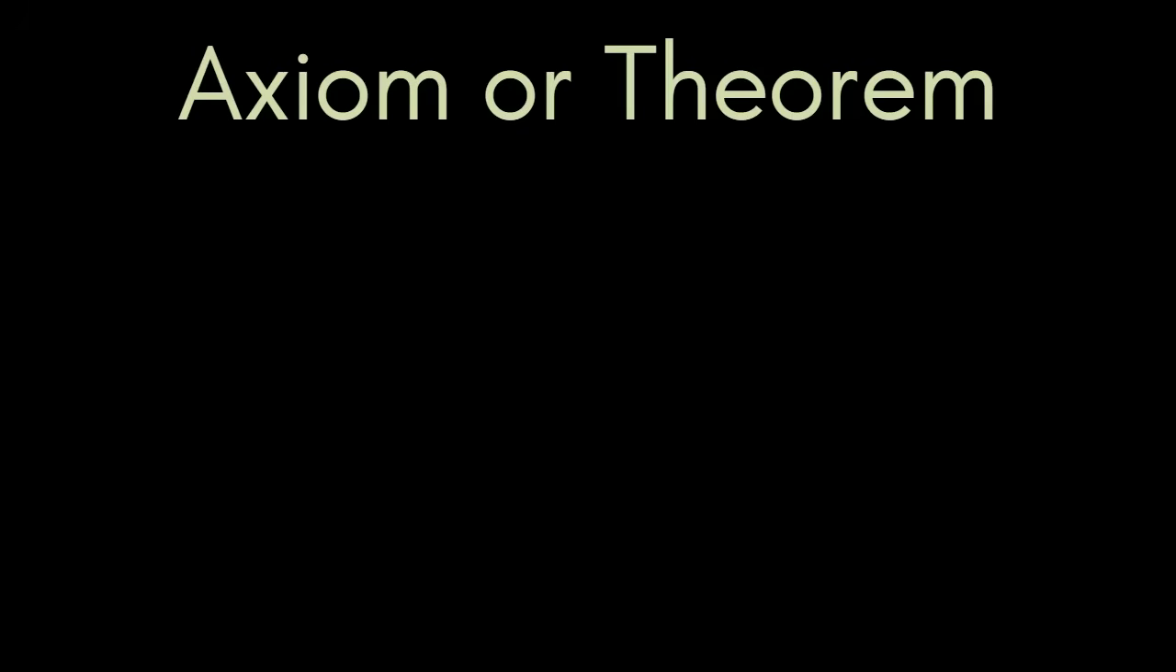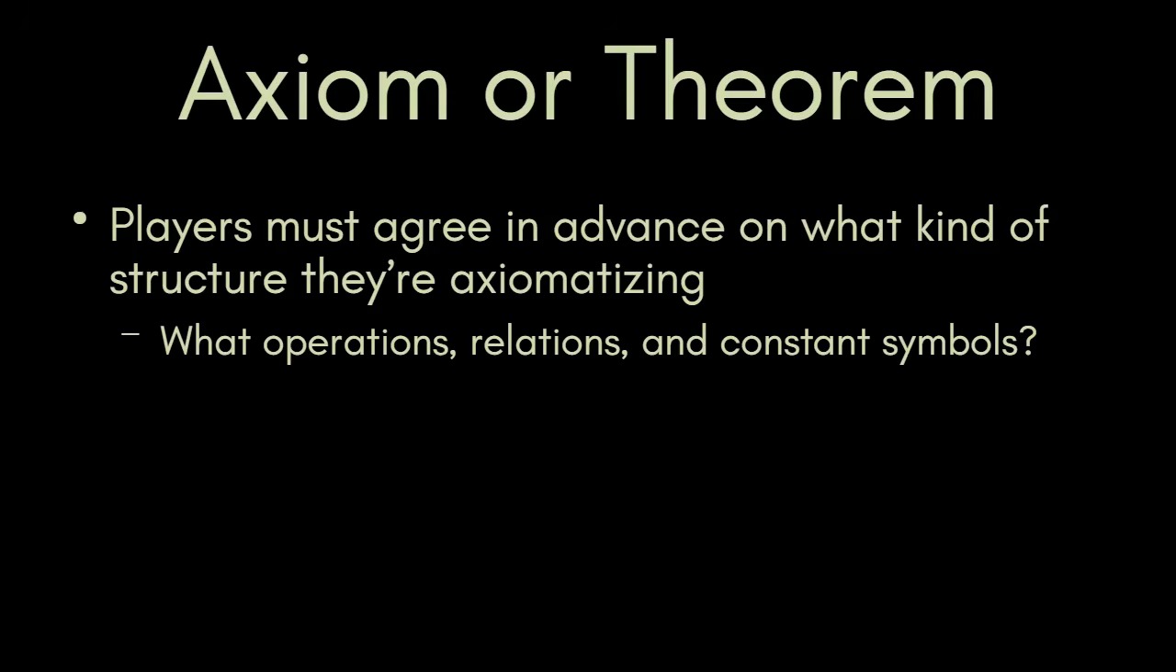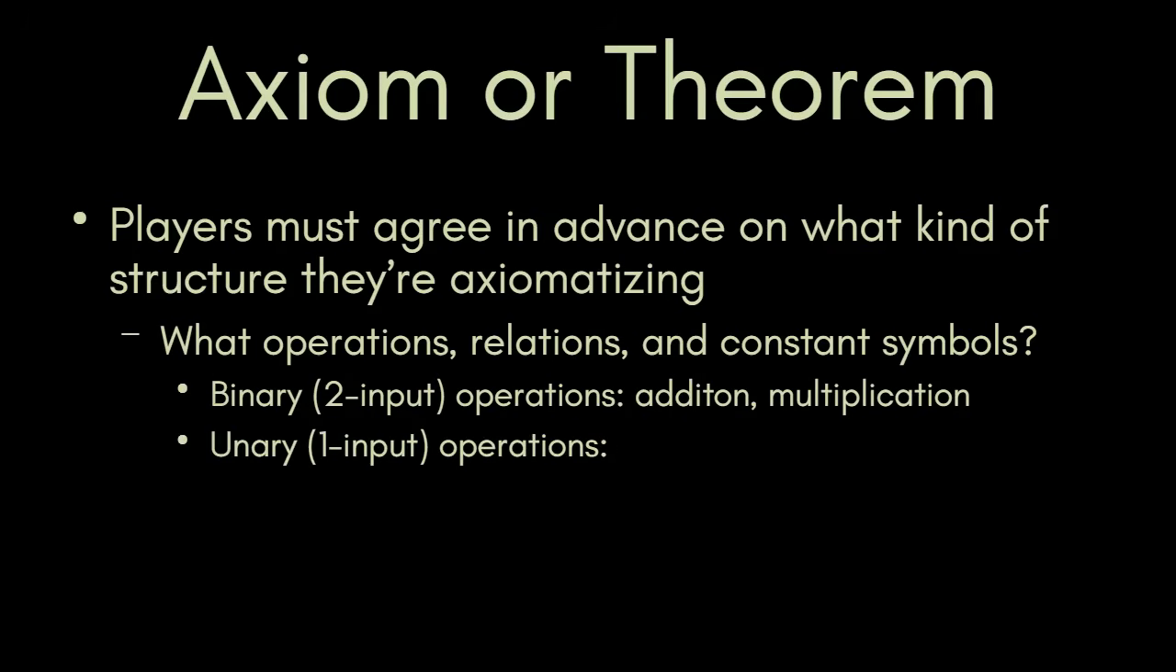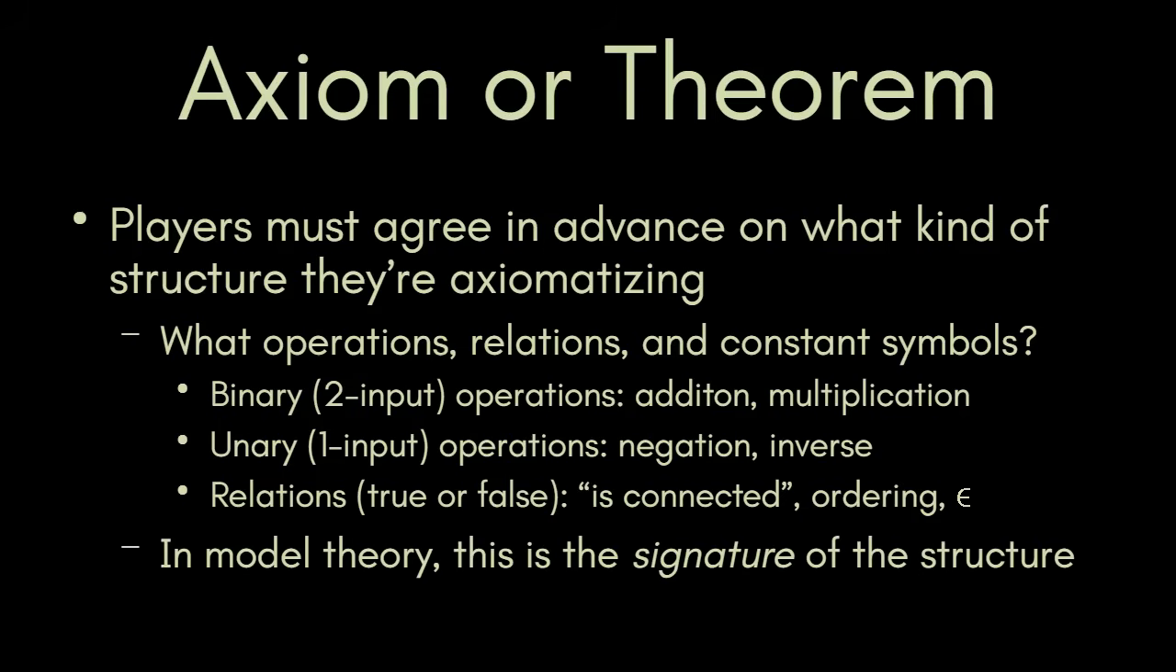Specifically, the game worked as follows. Players would, in advance, agree on what kind of structure they wanted to talk about. What were the operations, relations, and constant symbols of the structure? How many inputs did the operations and relations take? For instance, would we have a binary operation like addition or multiplication, or maybe a unary operation like a group's inverse? Or would we just have relations, maybe a binary relation like a graph, a linear ordering, or a model of set theory? In model theory, a set of operations, relations, and constant symbols and their associated arities is called the signature of a structure.